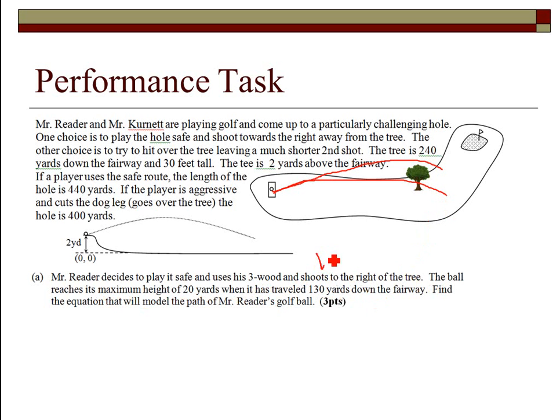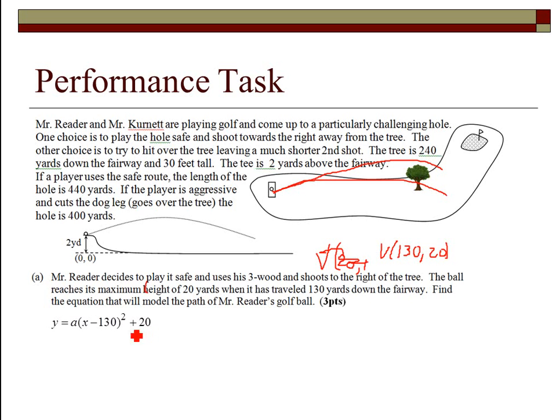That tells me my vertex is, get my pen here, 20 comma, whoops, my vertex is 130 comma 20. So x would be 130 and the y value would be 20. So this is what I'm starting with. So it's x minus 130 squared plus 20.